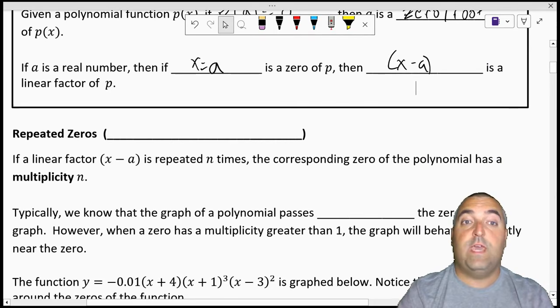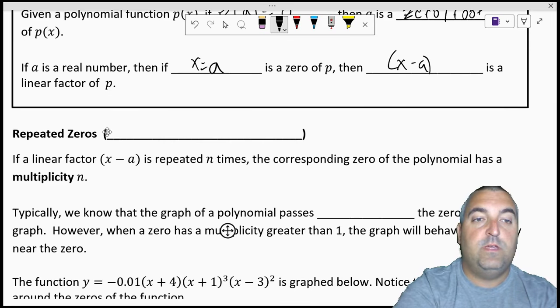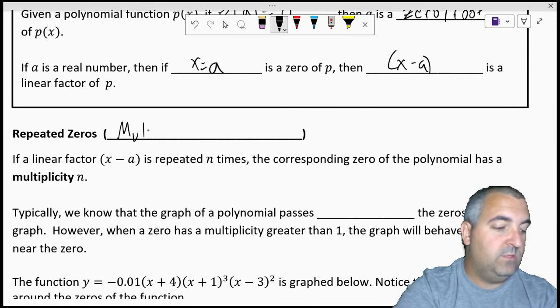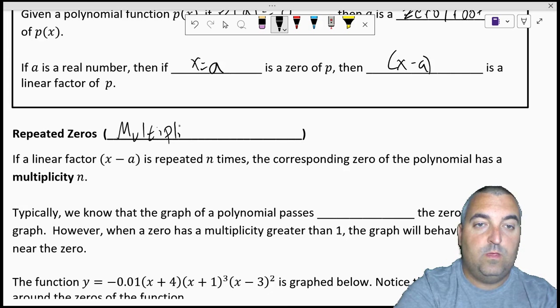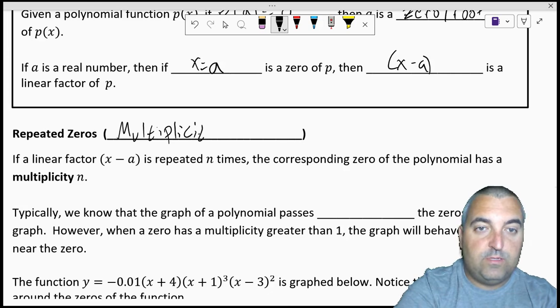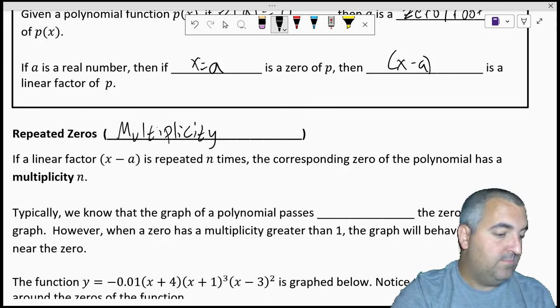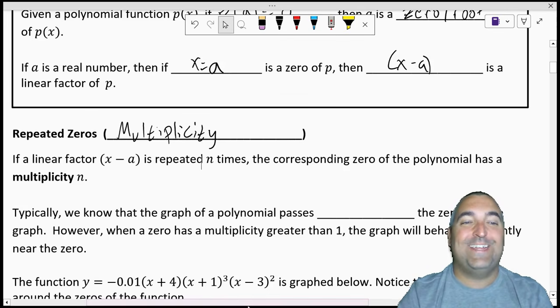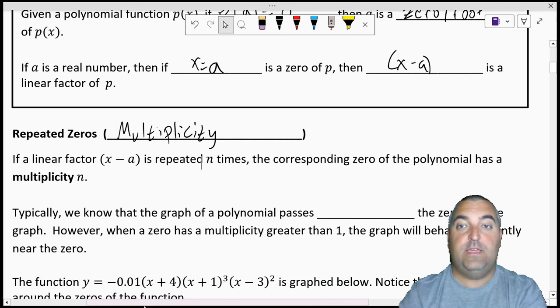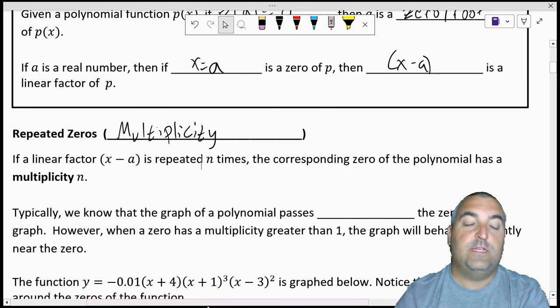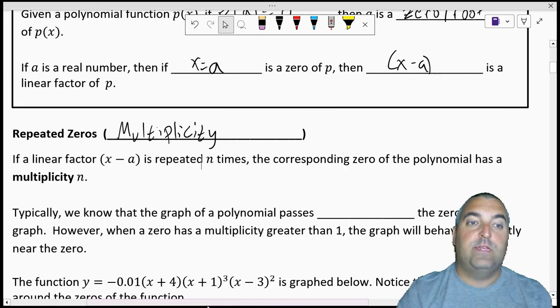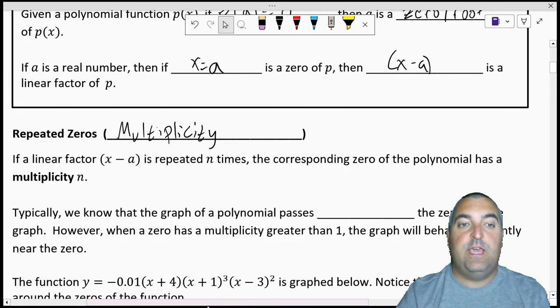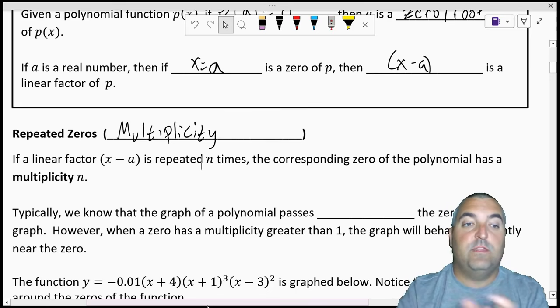All right, so now you can have a 0 happen more than once. This is what we call repeated zeros. This also deals with what is called multiplicity. Let me make sure I spelled that right. Multiplicity. So if a linear factor, x minus a, just like we had up above, is repeated n times, the corresponding 0 of the polynomial has a multiplicity of n. Again, that means that if you have x minus a times x minus a times x minus a, its multiplicity would be 3 because it's repeated 3 times.